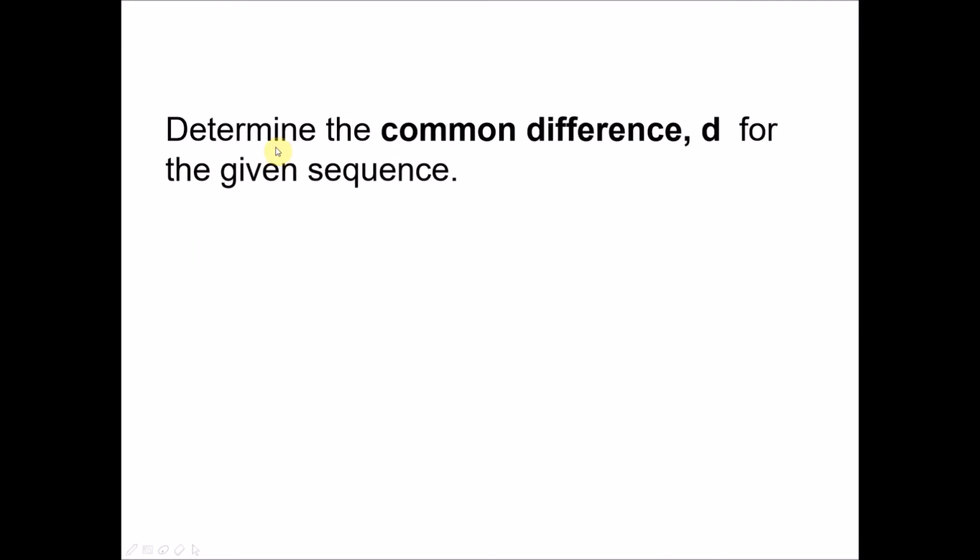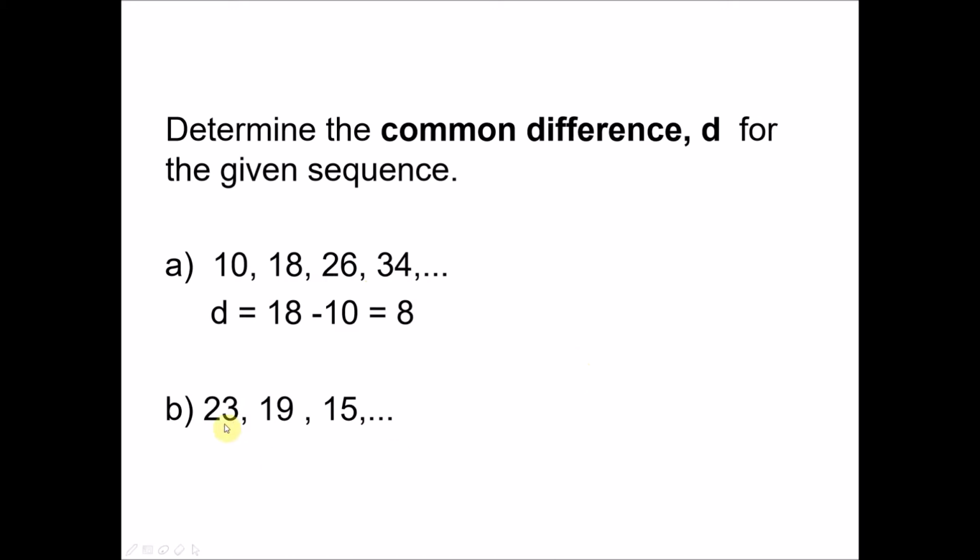We try a few more examples. Determine the common difference, D, the value of D, for the given sequence. Now we have 10, 18, 26, 34. You are given a sequence and you need to find D. To find D, you take the second number minus the first number, the previous number. So 18 minus 10, you get 8. To double check your answer, you take 26 minus 18, you get 8 as well. 34 minus 26, you get 8 as well. Because D here is a constant throughout the whole sequence.